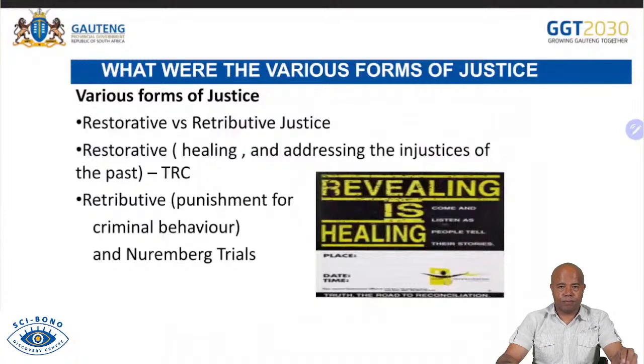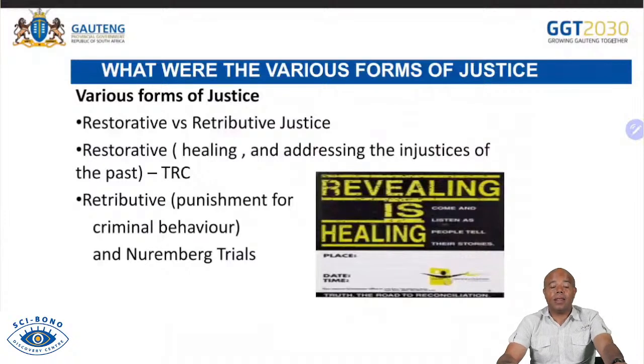Then retributive justice means punishment. Punishment for what? For the criminal behavior, in the case of the Nuremberg trials. Now, what is the Nuremberg trials? This is grade 11 history. The Nuremberg trials means after World War II, all the Nazi leadership, basically everyone that was part of the leadership of the Nazis, they were arrested, and the Nuremberg trials occurred in a town called Nuremberg. And there, all the leaders of the Nazis received what we call retributive justice.